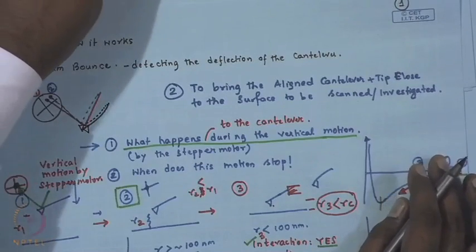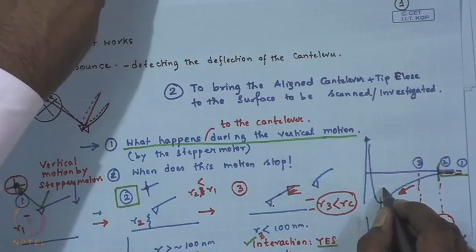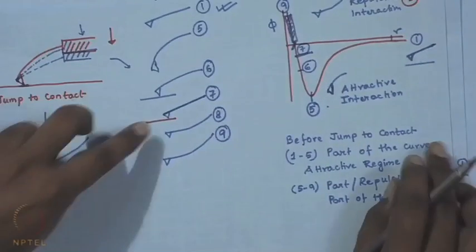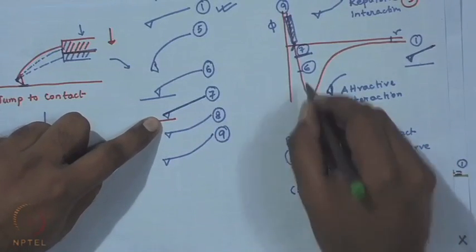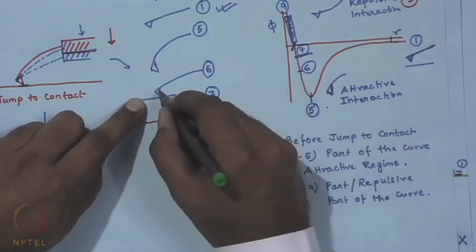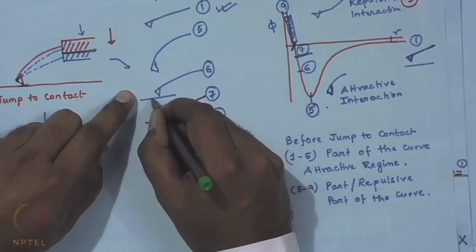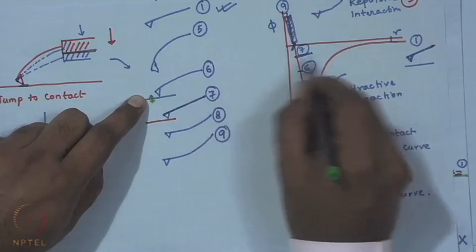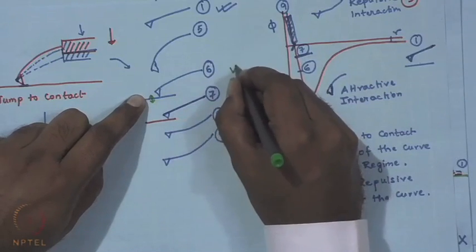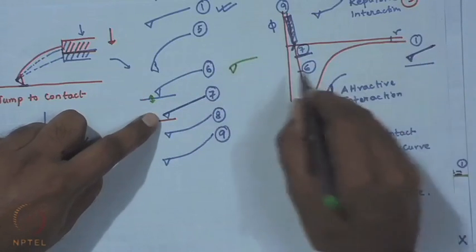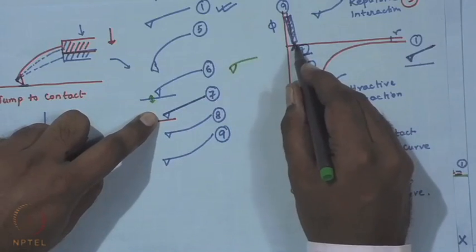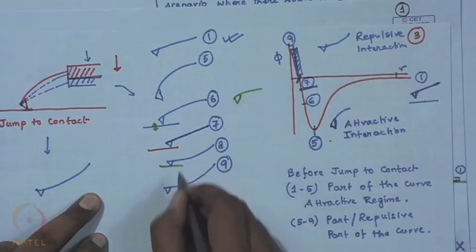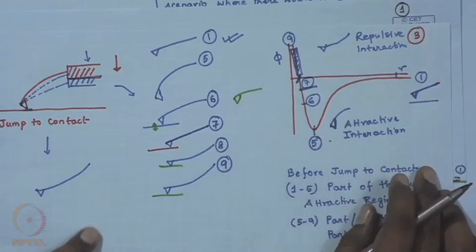First you have a local repulsion at the tip, but overall you are still in the attractive regime. So, you have a situation like this where locally there is a repulsion, but you are still in the attractive regime, and therefore your deflection is still like this. Then you cross this critical point at 7, where the attractive interaction balances the repulsive interaction, and then you are in the completely repulsive regime.